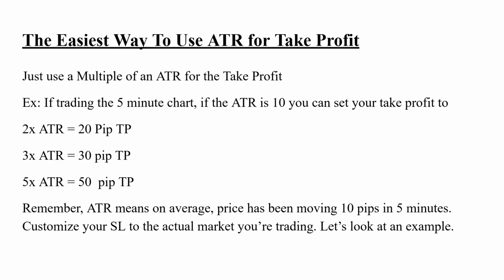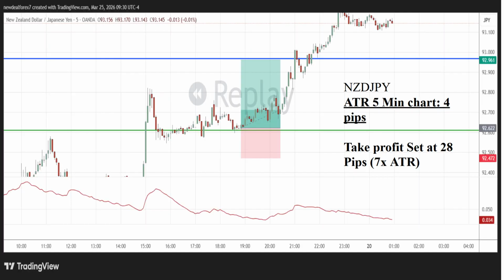But you already know the pair is moving 10 pips in 5 minutes. So it's not unrealistic to possibly think it can go 30 pips, right? It's been moving 10 every 5 minutes. You got a good chance it can go 30. Okay, but not 100. That doesn't make sense. So it depends on what you're trading.